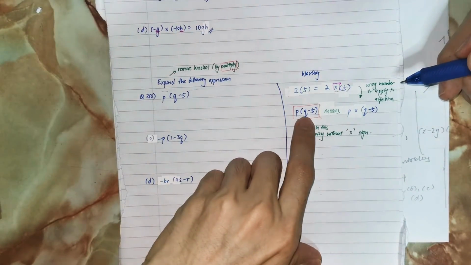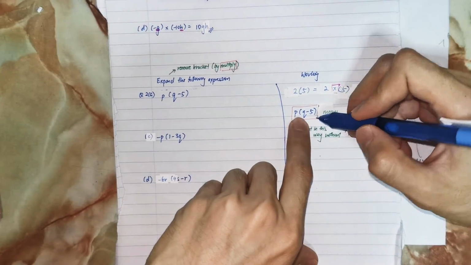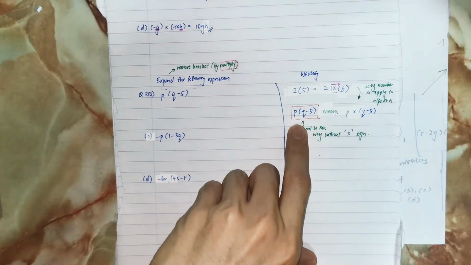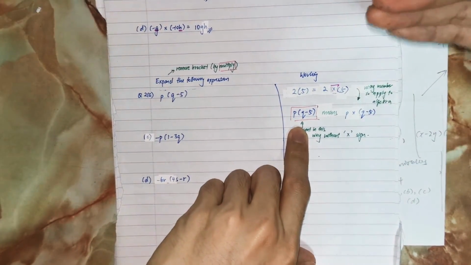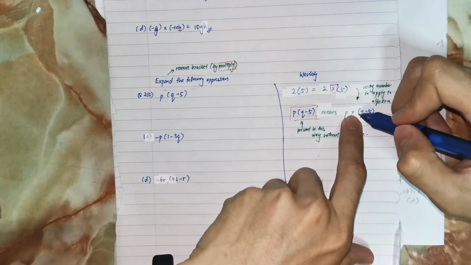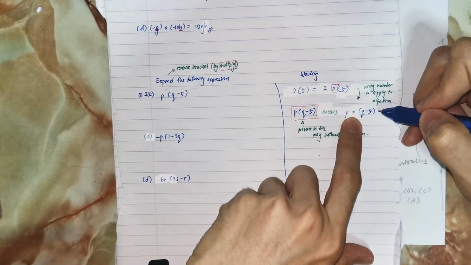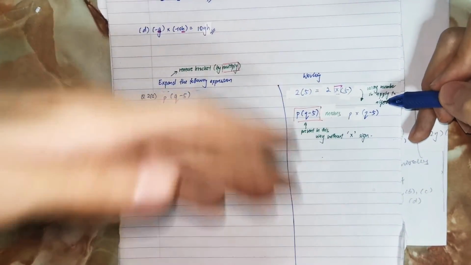So p(q minus 5) means p times q minus 5. So this bracket over here means times. Repeat after me: times. So whenever you have a times in front, then you can expand. If it's a plus or minus, please don't expand.